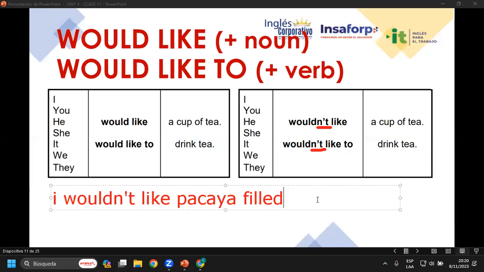Díganme algo que no les gustaría comer mañana. Mondongo soup. Oh, ok. Oración completa. I wouldn't like mondongo soup. Ok. ¿Quién más? Vamos a ver. I wouldn't like flor de isote. Isote flower, okay. Mr. Johnny, what about you? I wouldn't like fish. Ah, very good.